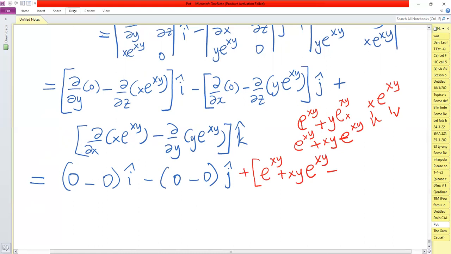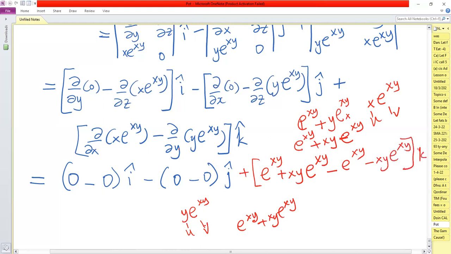Minus, now partial y of this function, we are also going to use the product rule. So y e raised to power xy: this is u, this is v. U prime is 1 times v, e raised to power xy. V prime, remember we are differentiating with respect to y, so it will be x e raised to power xy by chain rule. Then you multiply by y, you get xy e raised to power xy. And because we are subtracting, every term here will have a negative sign: e raised to power xy minus xy e raised to power xy, and then k.